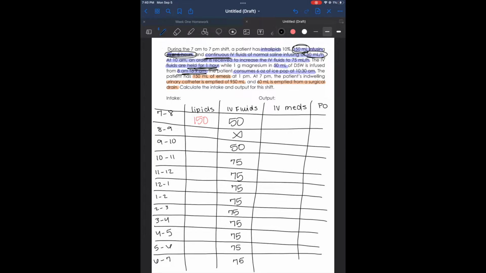All right, so now IV meds. We have our 1 gram of magnesium in 50 milliliters. This 1 gram is how much medicine is in this volume of fluid. We do not care about how much medicine it is. All we care about is our volume. So we're just going to put our 50 milliliters there. And then our 6 ounces that our patient consumes is going to go in our PO column. So our 180 is going to go here.